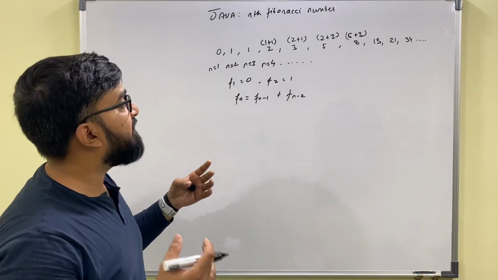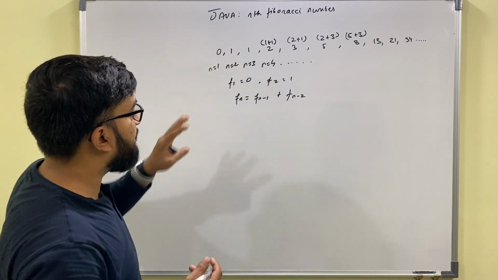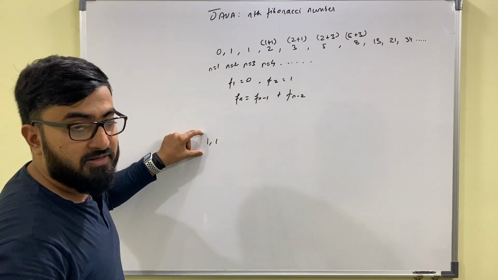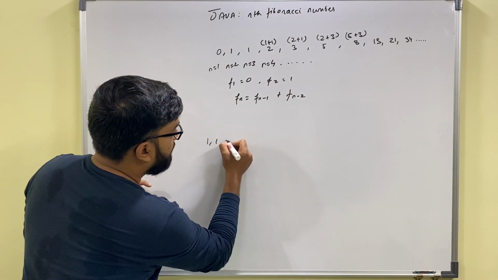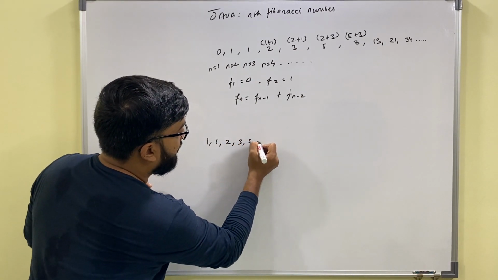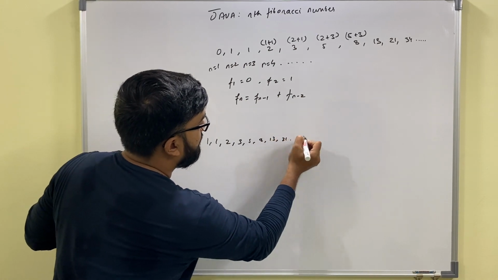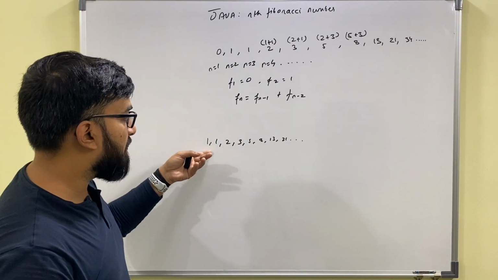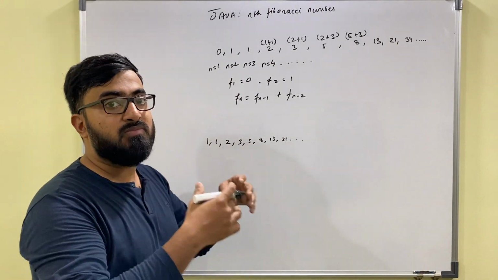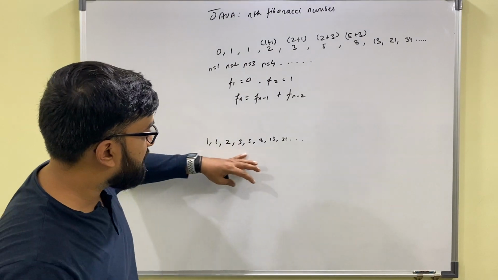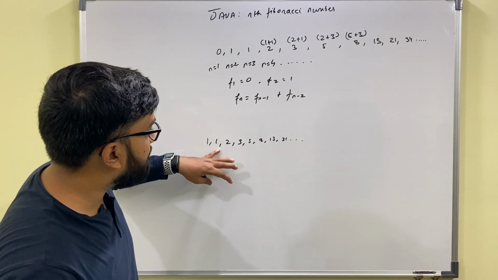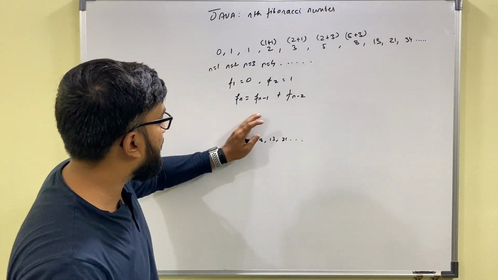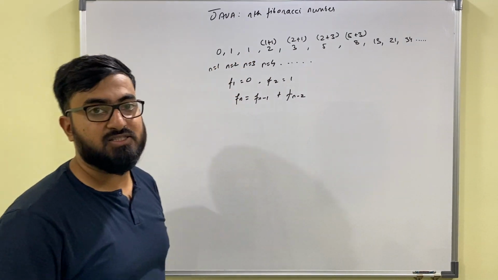In certain variations, the first two fixed terms are 1 and 1 in place of 0 and 1. In this case, the next terms are 2, 3, 5, 8, 13, 21 and so on. I'm telling you this for knowledge so that if you ever come across a Fibonacci sequence that begins with 1 and 1 and you have to solve a problem regarding that, don't get confused. It is just the same thing. The next term is the sum of the previous two terms. It's just that the starting two terms are 1 and 1 and not 0 and 1. In our case, we don't need this. We are going to use this sequence.